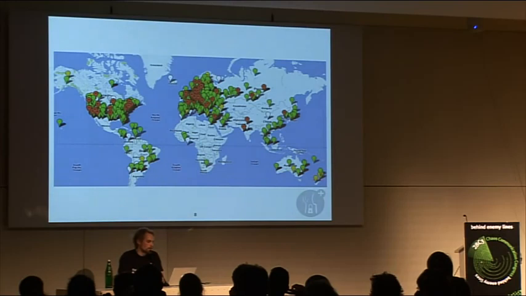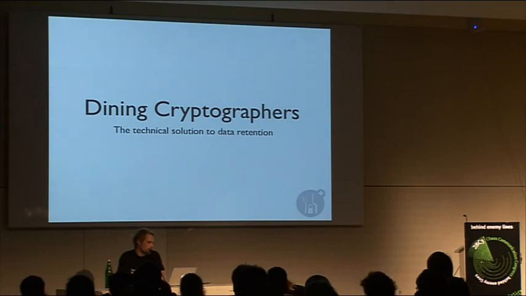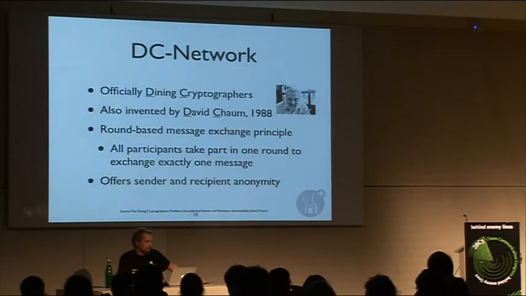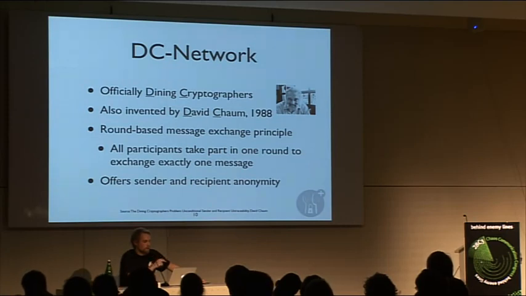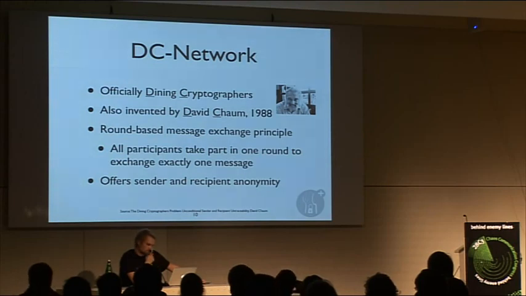So now I would like to come to the DC part of this talk, the Dining cryptographers, which can be seen as a technical solution to data retention, because data retention cannot attack the anonymity. In DC networks, officially the DC networks were invented by David Chaum in 1988, and it stands for Dining cryptographers, but by random it's the initials of his name.